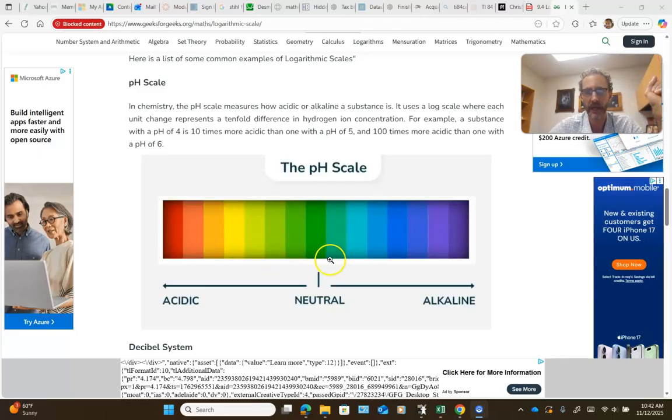And then the same thing happens as you come to the right. You're just talking about a solution that's more basic or more alkaline. If you look here, it says, for example, a substance with a pH of 4 is 10 times more acidic than one with a pH of 5, and 100 times more acidic than one with a pH of 6. Okay.